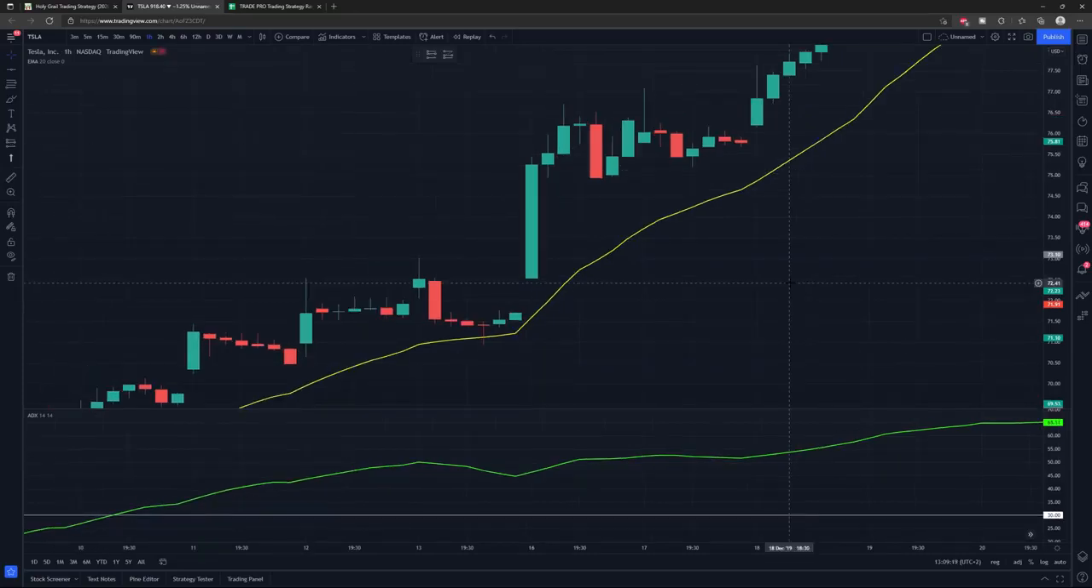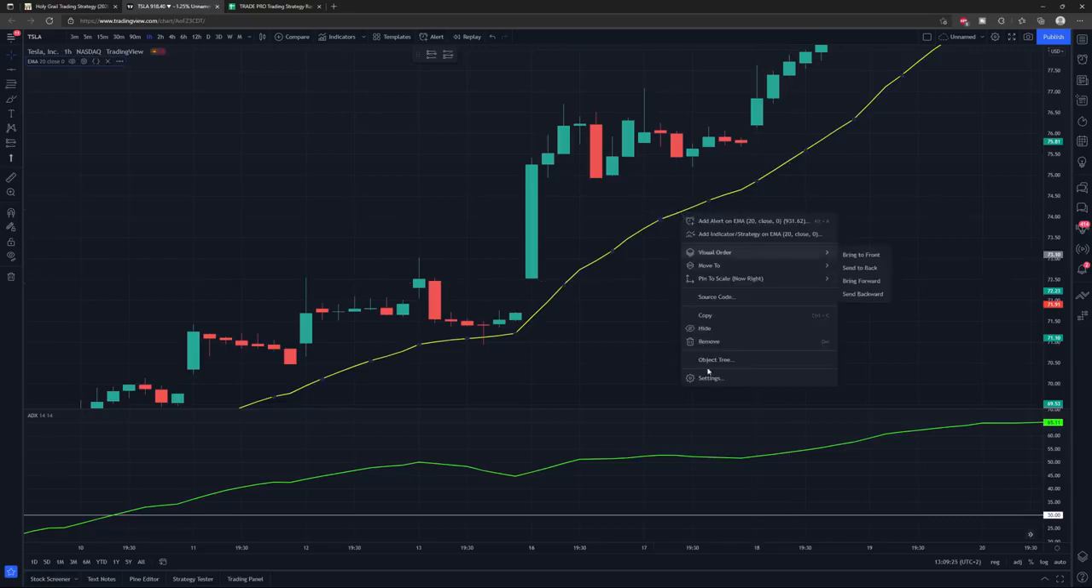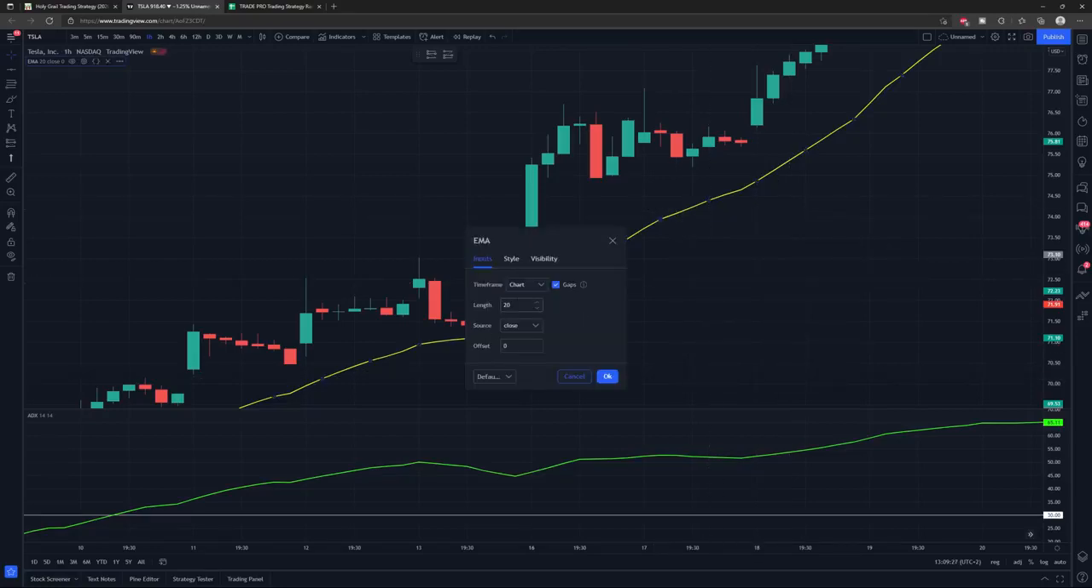Let's start out by going over the basic indicators that you'll need for this strategy. First, the 20-period exponential moving average, as you can see on my chart here, and then the ADX indicator set to 14, which is default on TradingView.